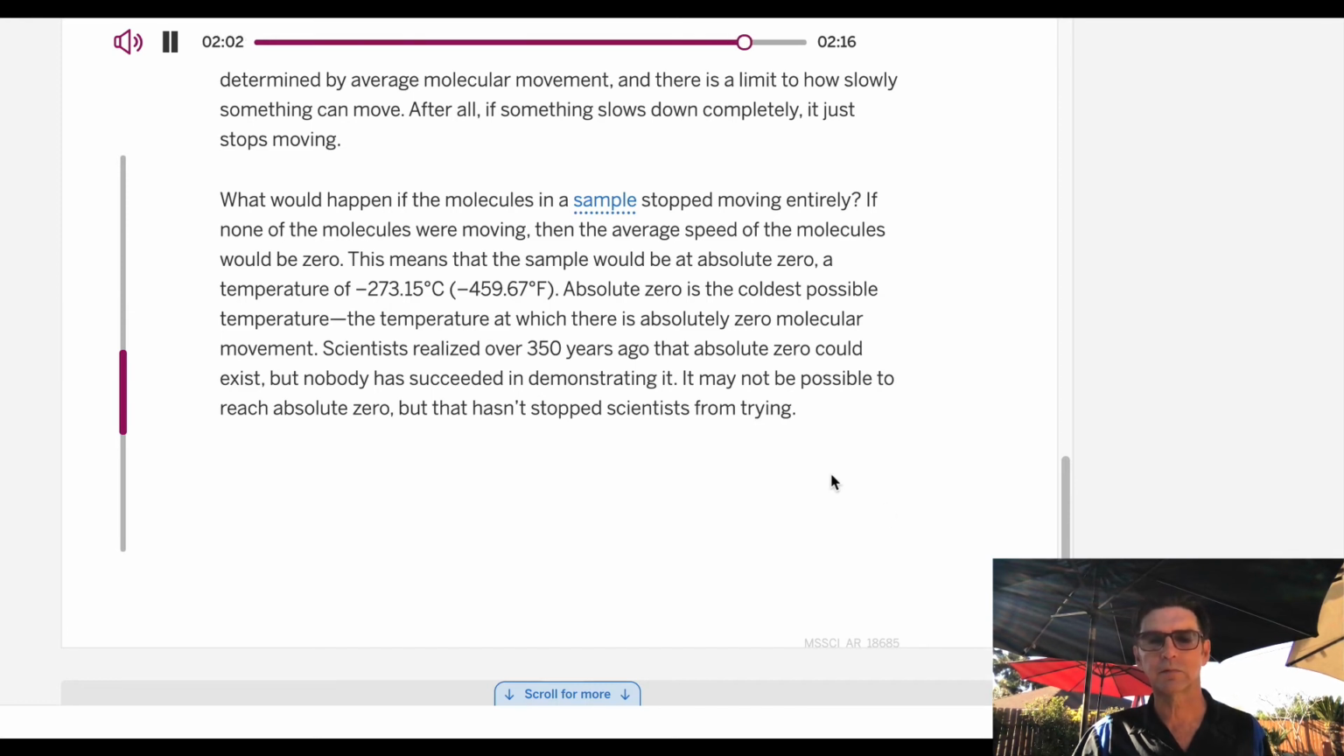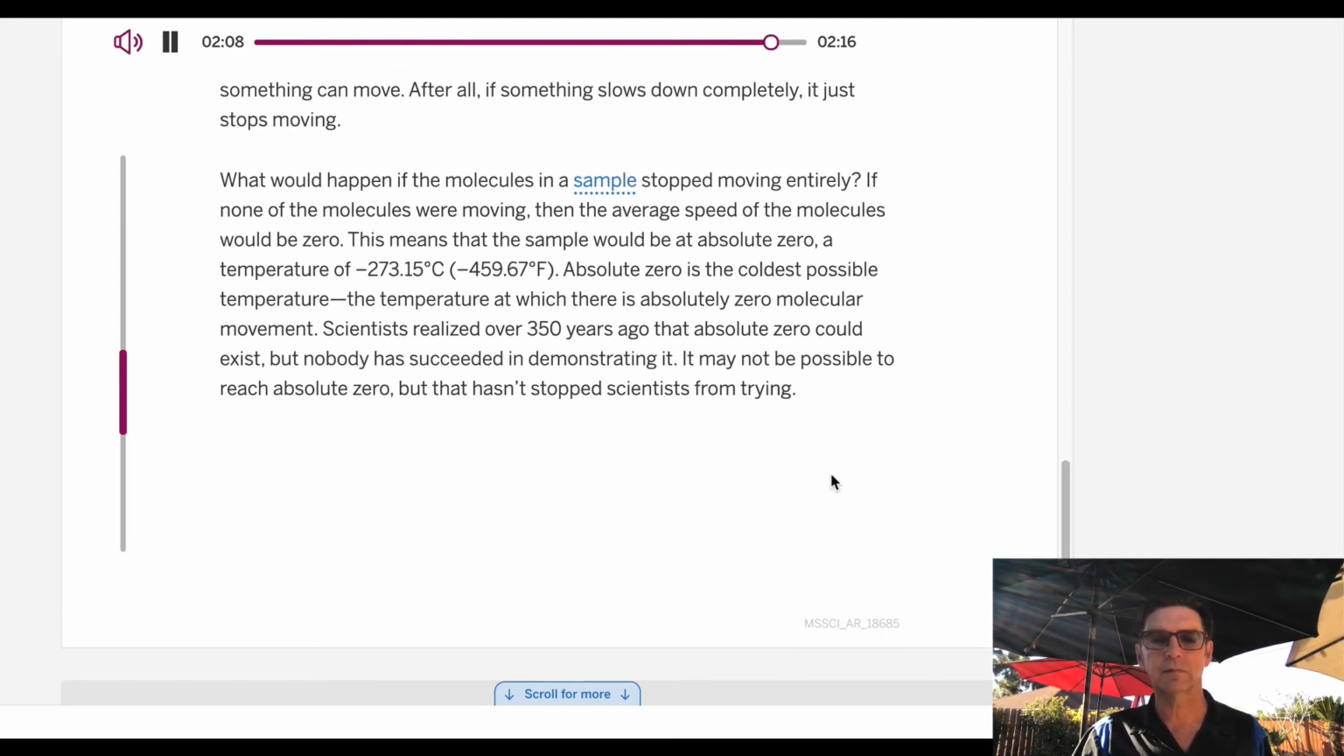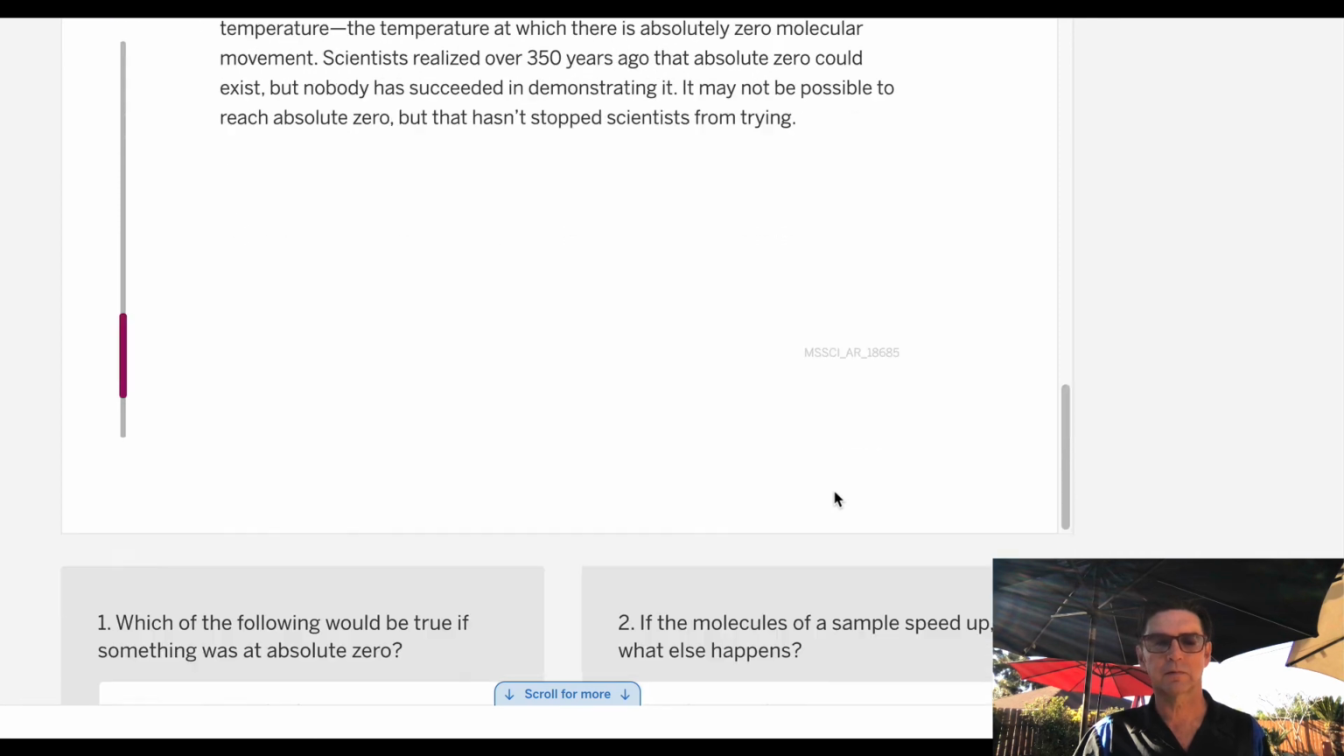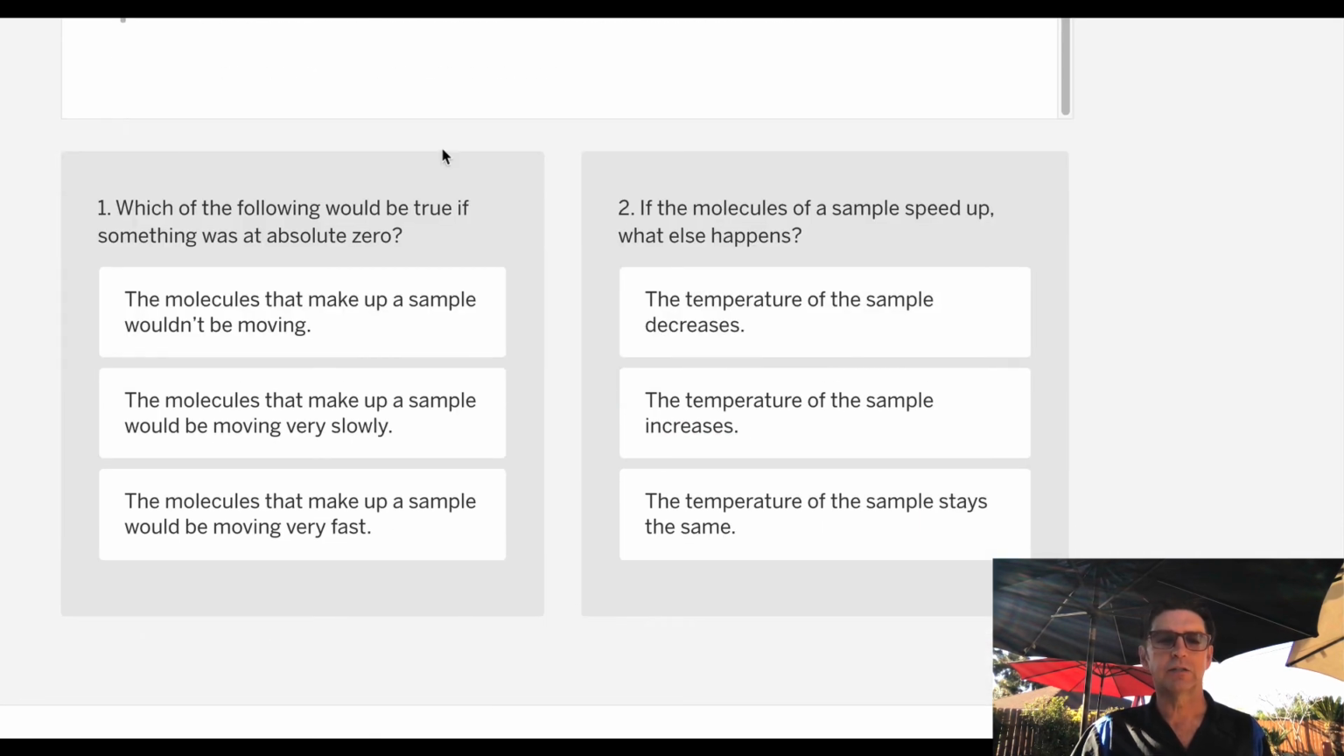Scientists realized over 350 years ago that absolute zero could exist, but nobody has succeeded in demonstrating it. It may not be possible to reach absolute zero, but that hasn't stopped scientists from trying. Wow. So check it out.